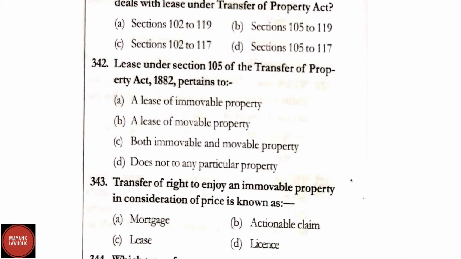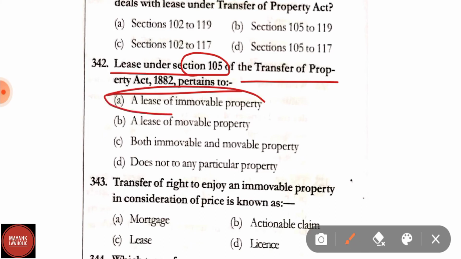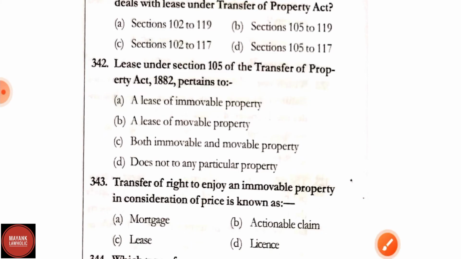Question number 342. Lease under section 105 of TPA pertains to: a lease of immovable property, a lease of movable property, both movable and immovable property, and option D, does not apply to any particular property. Here correct answer is option A, lease of immovable property.